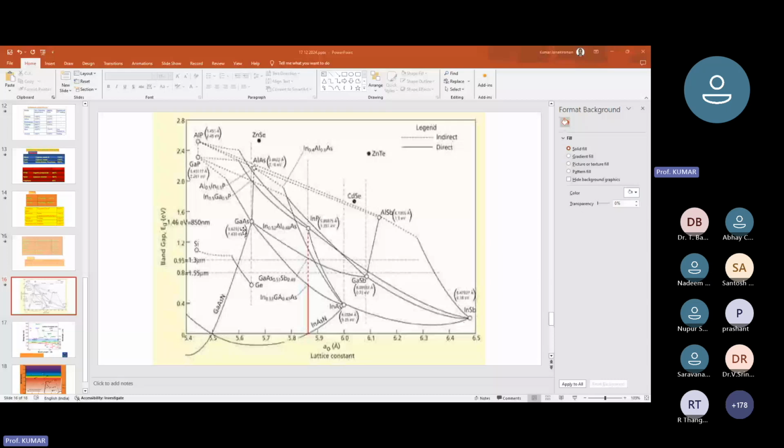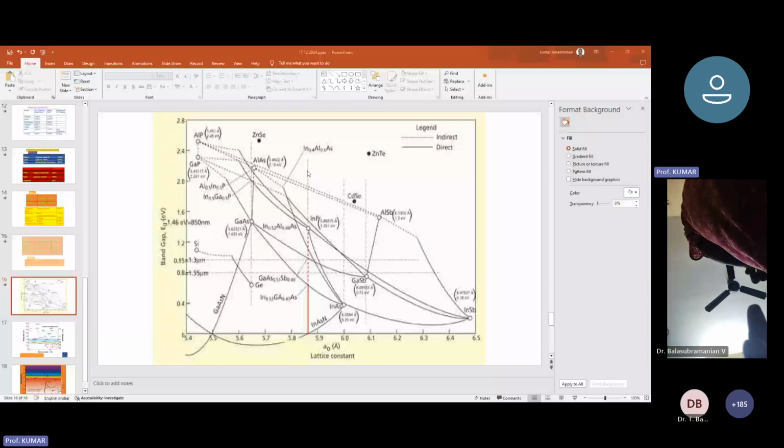Then I told you, if we have not a flat line, which is usually done in most of our undergraduate or even postgraduate teaching, we are told this is a line which is the valence band, this is the line which is the conduction band. Sir, sorry to disturb you, sir.